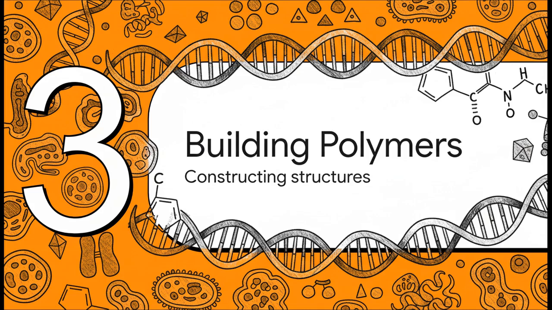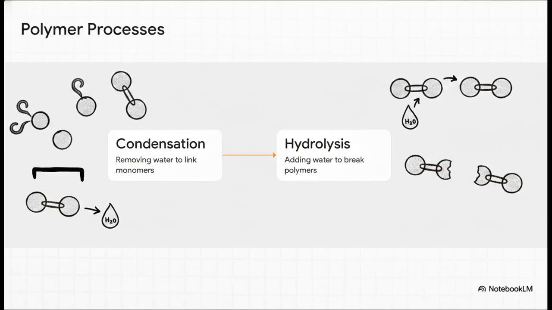Section 3, building biological polymers. Now that we know the elements, how do cells actually build these complex structures from scratch? Cells use two very specific textbook processes. To build a polymer, they use a process called condensation. This is where monomers are linked together by removing a water molecule.